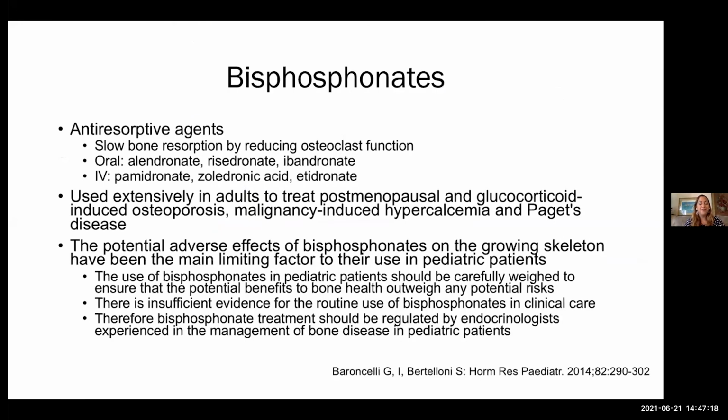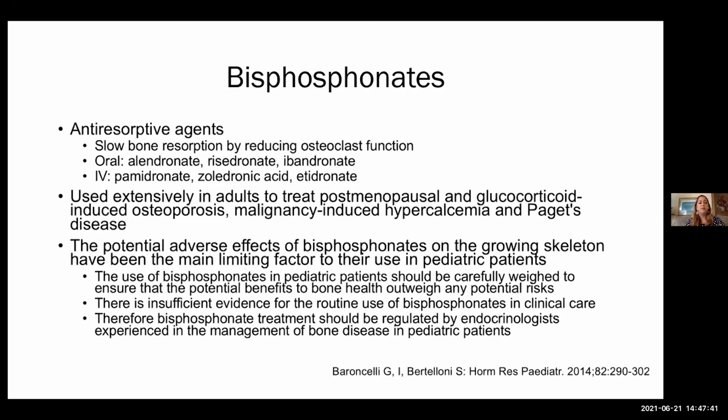So moving on to bisphosphonates, again, I would leave this to the endocrinologist. I am by no means an expert on this, but what they do is they slow bone resorption by reducing osteoclast function. They're oral and IV forms. They're used extensively in adults, especially in postmenopausal osteoporosis and in steroid-induced osteoporosis, as well as some other bone diseases.